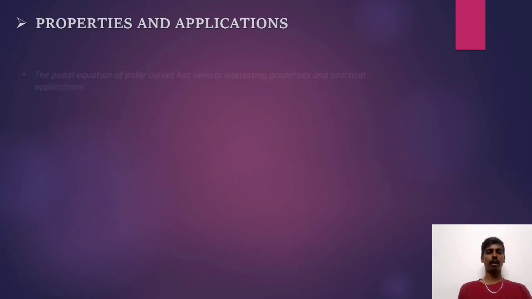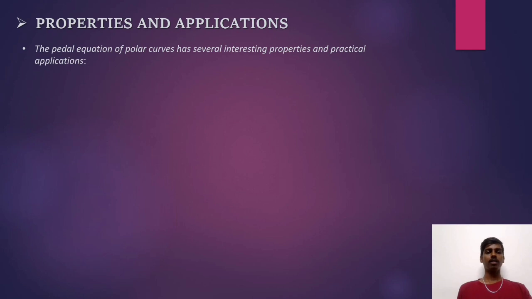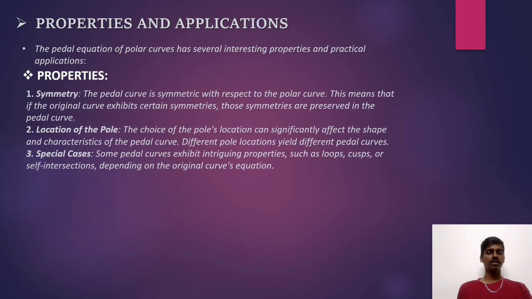Properties and applications of polar curves. The pedal equation for polar curves has several interesting properties and practical applications. Firstly, we are going to learn about the properties. First one, symmetry. The pedal curve is symmetric with respect to the polar curve. This means that if the original curve exhibits certain symmetries, those symmetries are preserved in the pedal curve. Location of the pole. The choice of the pole's location can significantly affect the shape and characteristics of the pedal curve. Different pole locations yield different pedal curves.